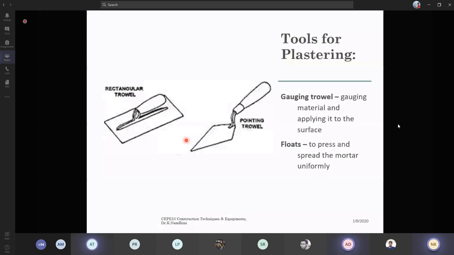Yeah. This rectangular trowel, this is called trowel. This rectangular trowel is used for plastering works. And you can see a larger size of rectangular trowels are also now available for easy plastering works. And this pointing trowel is used for mixing as well as you can just lift and put your mortar over the wall. That purpose you are using this pointing trowel.